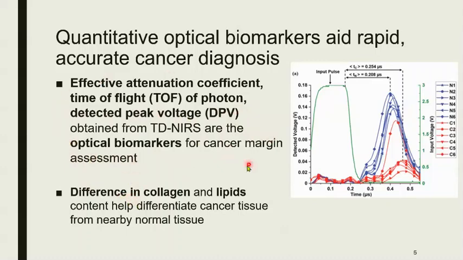The three parameters can distinguish between cancer and adjacent normal tissues because the two types of tissues differ in collagen and lipid content. This structural difference leads to the difference in these biomarkers. We define the time of flight of photons to be the time between the input pulse and the detected signals.